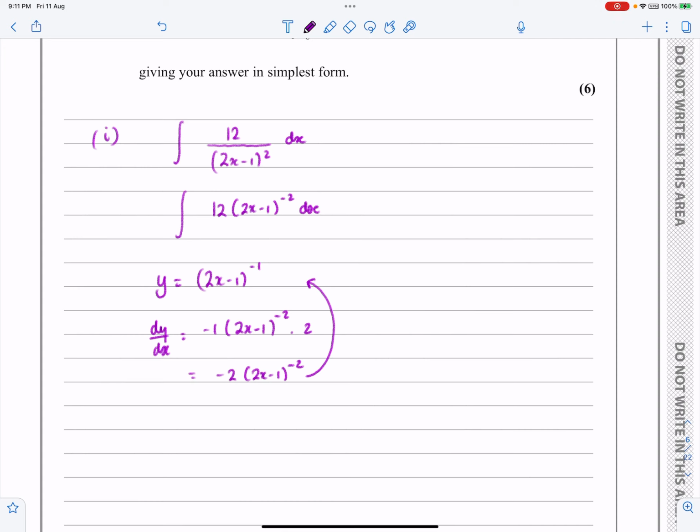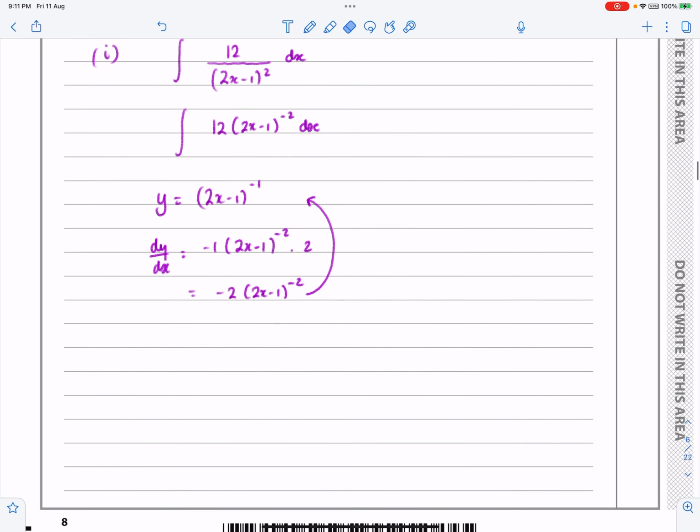I haven't got that. What have I got? I've got here minus 6 lots of that. Okay, I've got the equivalent of minus 6 lots of that. So that means that when I'm doing the integral of 12 (2x minus 1) to the minus 2 dx, it's minus 6 lots of (2x minus 1) to the minus 1. And then don't forget to have your constant on there.